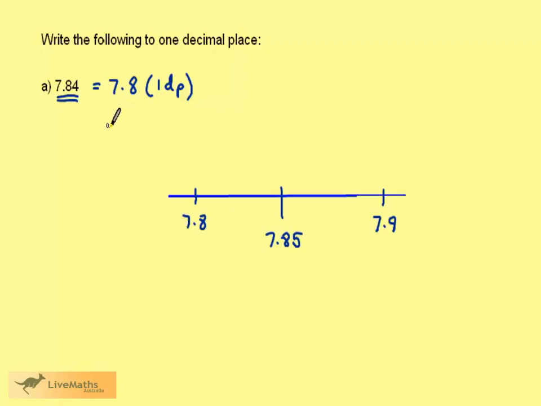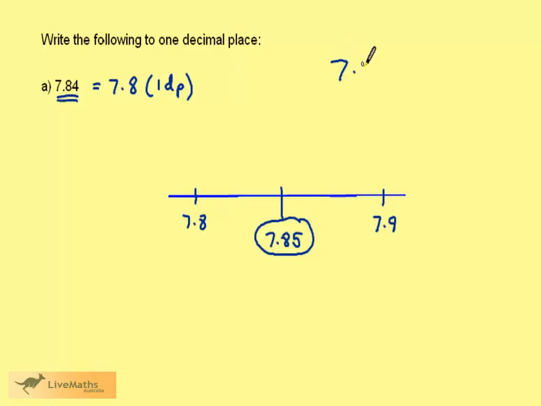Rather than drawing a number line every time we want to do this process, let's see if we can do it another way. We had to decide whether 7.84 was closer to 7.8 or 7.9. To do this, we considered 7.85, which is the halfway point. If the number is less than 7.85, then it's closer to 7.8. And if it's more than 7.85, it's closer to 7.9.